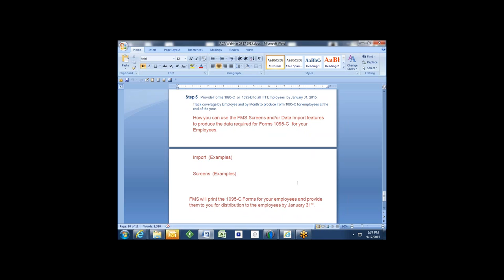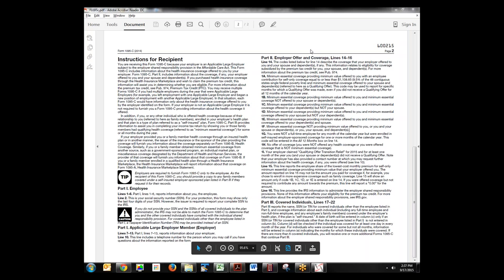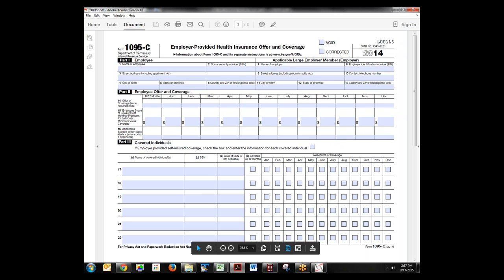So this is the majority of the work, and I'm switched to the 1095C. This is the form that's going to go out to every full-time employee. Also, for employers that are self-funded or self-insured, whatever you want to call it, they also have to send this form out for part-timers that are enrolled in coverage. But for the majority of the clients that are not self-insured, this is going to go out to full-time employees to show them what they were offered by month.